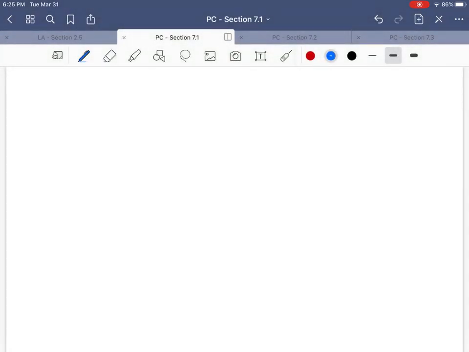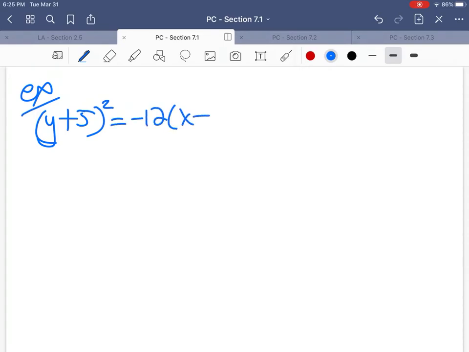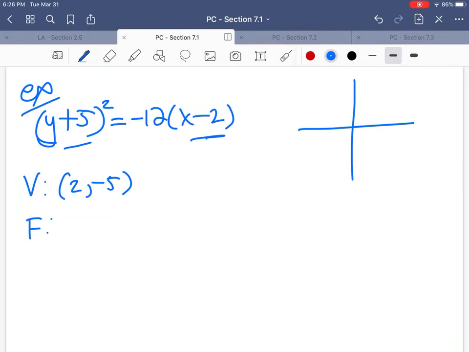So my first example here is going to be given this equation, y plus 5 squared equals negative 12 times x minus 2. So my vertex is h, k, so remember it's this guy and that guy. So it's 2 and negative 5. My focus. So my focus here now, remember this, the y is being squared here. So y is squared means your parabola is going to open to the right or to the left. And since I have a negative right there, it's going to be a parabola kind of facing this way.